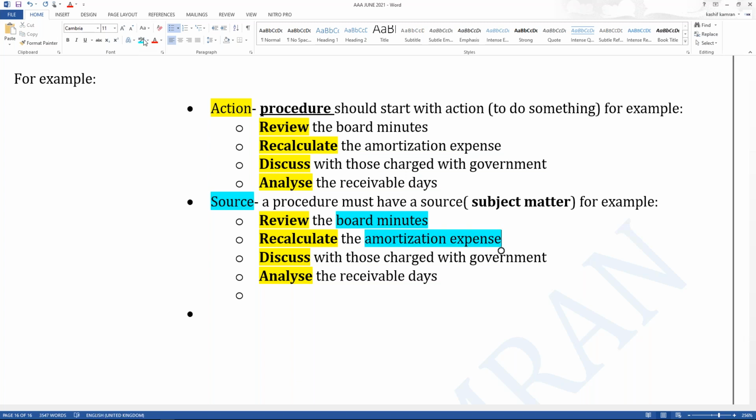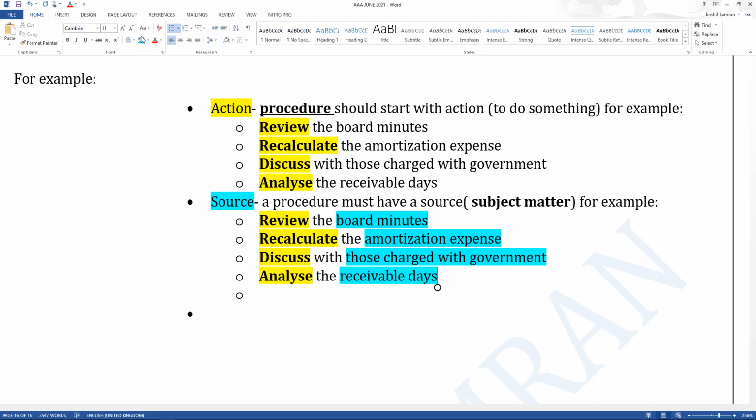Discuss. With whom? Am I discussing with someone specific? So those charged with governance becomes the subject matter. Okay. Analyze the receivable days. Am I analyzing something specific? So is that the subject matter? Yes, the receivable days. So every procedure should have a subject matter.